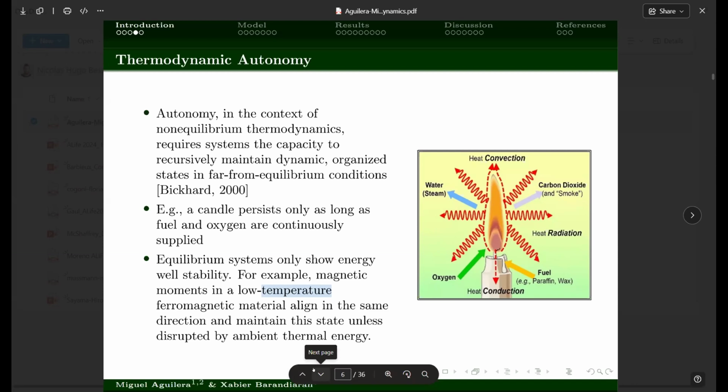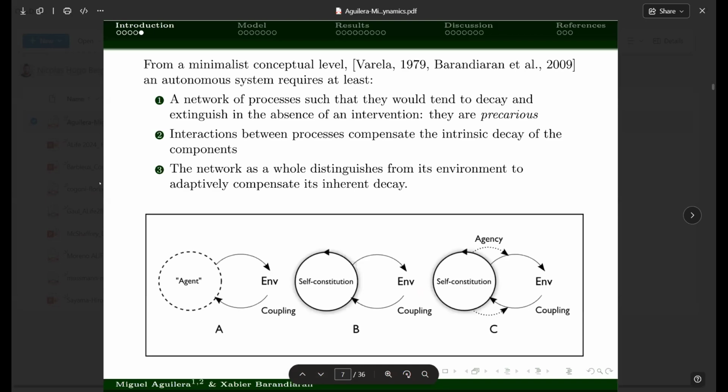All right, so from a very minimalistic conceptual level, we can draw inspiration from the theory of autopoiesis and enaction, and define autonomous agents as systems maintained by a network of processes that will tend to decay and extinguish in the absence of an intervention. So they are precarious processes. And the interactions between these processes are able to compensate for this decay and maintain out of equilibrium states. Moreover, these processes that maintain these out of equilibrium states are adaptive, in the sense that they can interact with an environment in a way that can anticipate, predict or adapt to changes and take actions that somehow increase the capability to survive of these self-sustained processes.